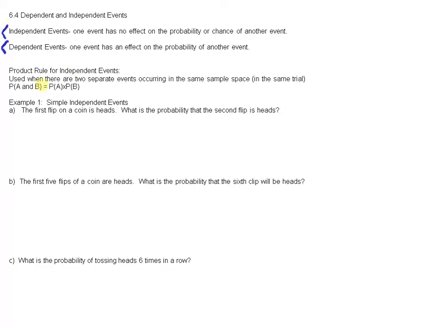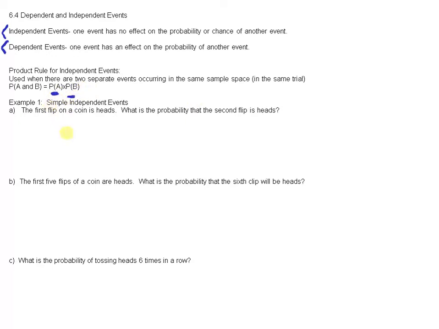Okay, so we're going to focus on product rule for independent events. And what that is, when two separate events occur, then all we do is multiply their probabilities.